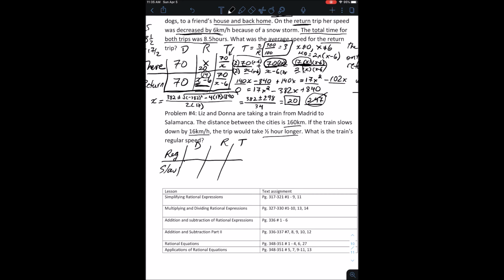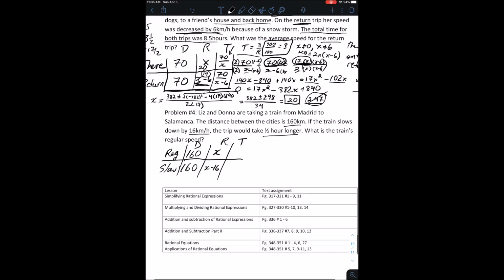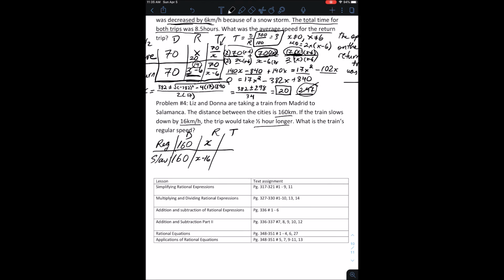And again, we're going to do our distance, rate, time chart. The distance is right here, 160. And the rate for regular is just the rate, whatever that is. But if it slows down by 16, then something will happen. And so similarly here, I'm going to put in the time as 160 over x, and here 160 over x take away 16. And now what I would do is say the trip would take half an hour longer. So the longer trip is the slow one, right? And this is half an hour longer than that.